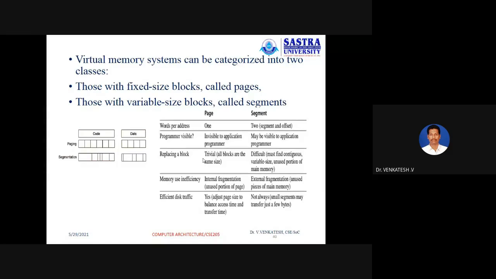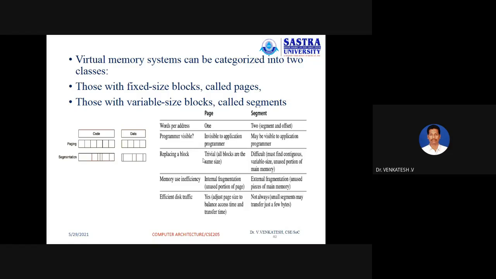Whereas in the case of segmentation it is difficult, because the segments are of variable size. You have to find out where an equal size exists, and that area should also be unused, and only then can we map. So replacement of blocks is easy in paging as well as difficult in segmentation. For example, with paging we easily check that this 2K is unused and map it, but with segments it may be 1K or something else, so we have to check whether it is used or unused.